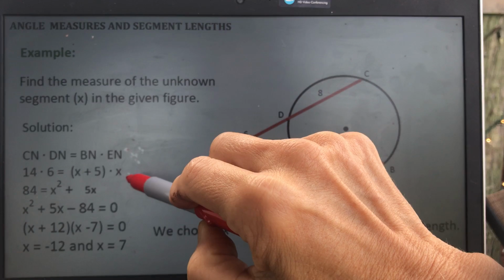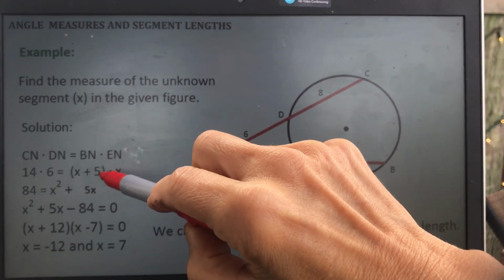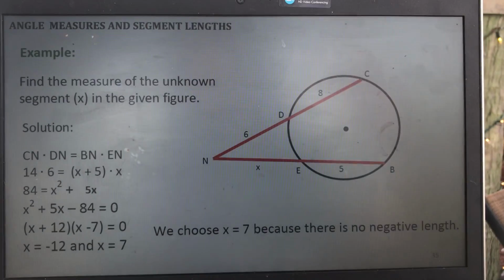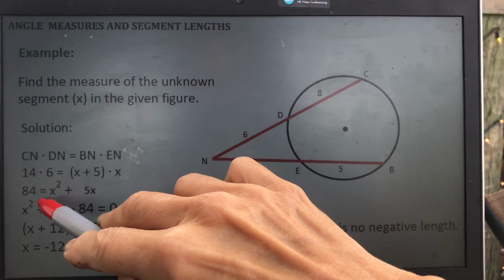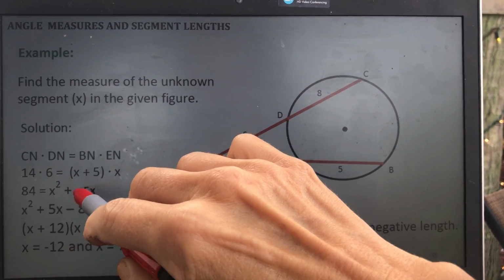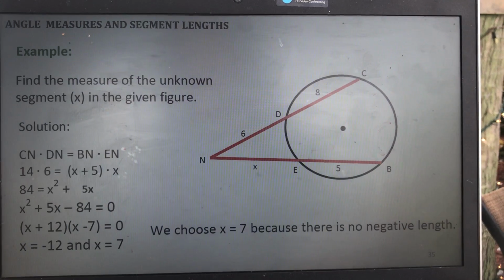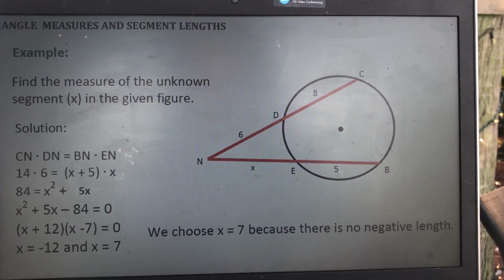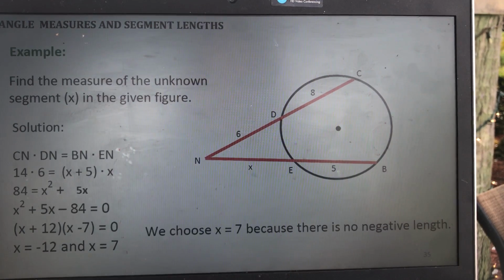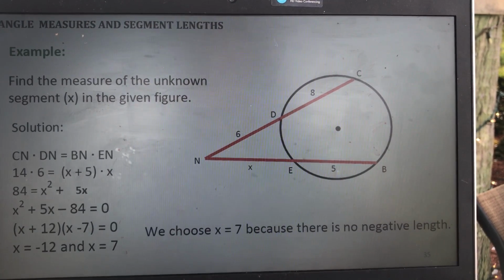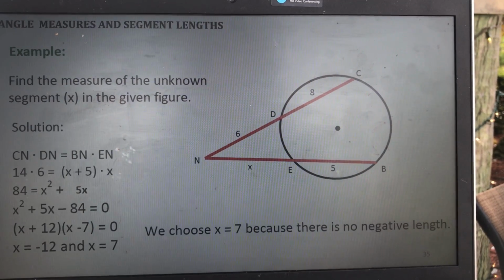So here we use our distributive property, for which x times x equals x squared and x times 5 equals 5x. Okay? So here we have our equation, which simplified as follows. 84 is going to be equal to x squared plus 5x. Okay? So here we have a quadratic equation. We have to set this equation to 0 in order for us to find the positive value of x, which will represent the length from N to E in our figure.